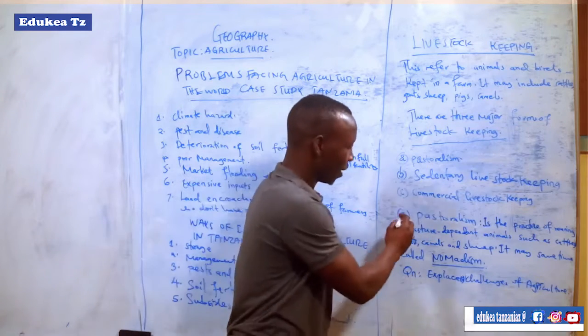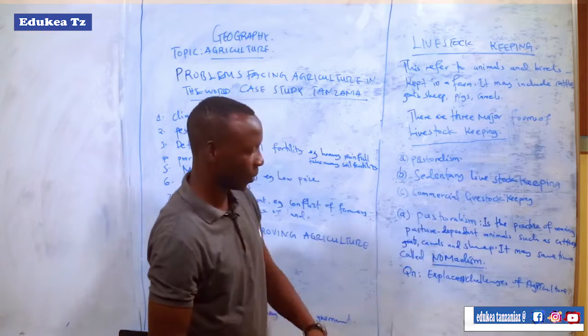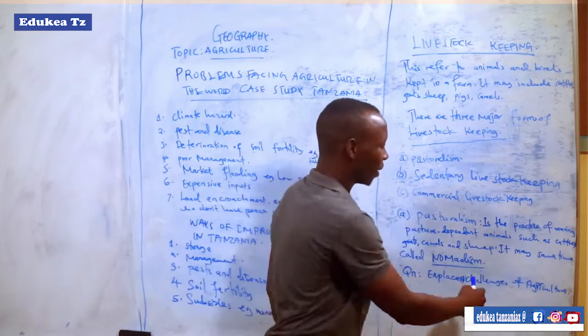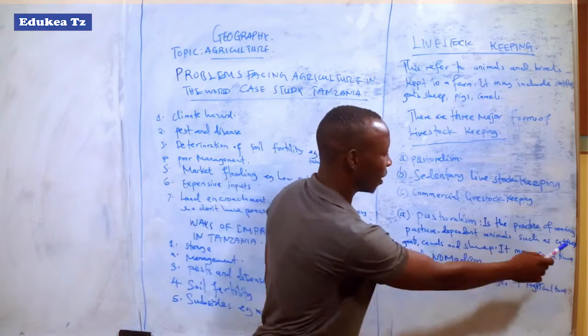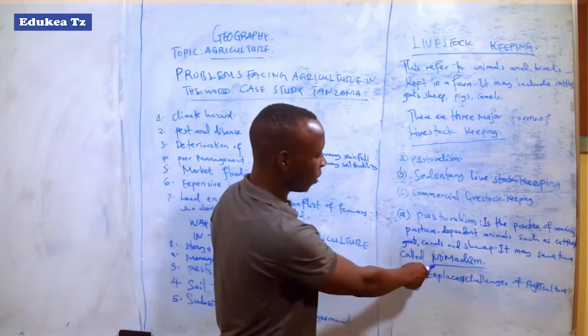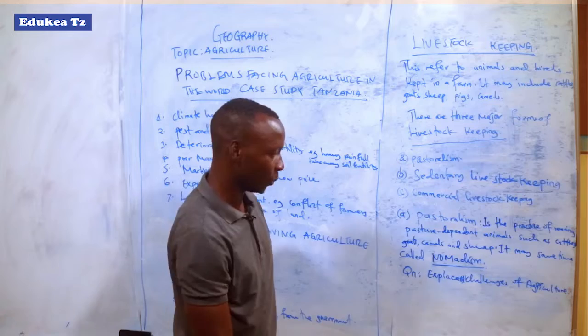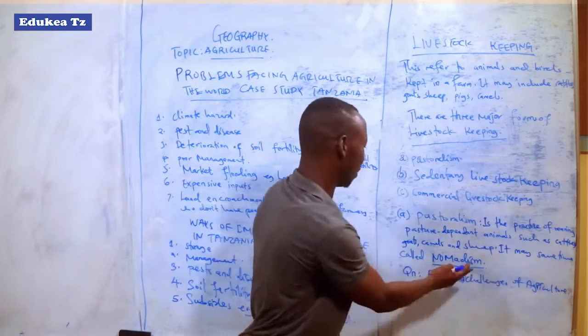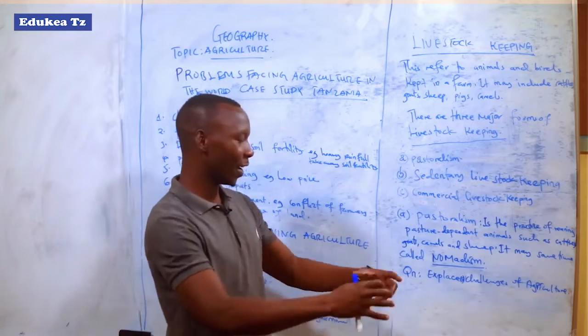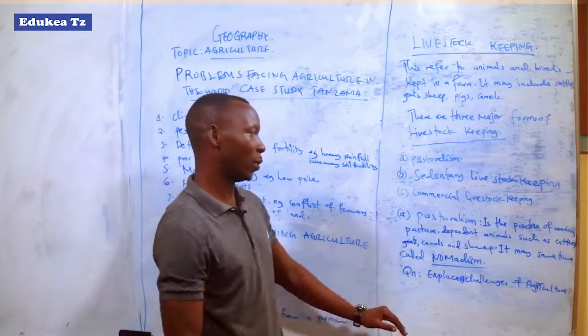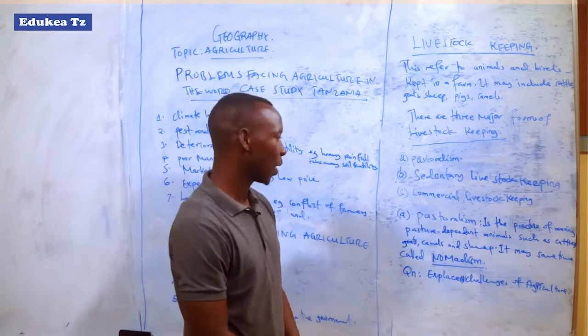So now let us see the first, that is pastoralism. Pastoralism is the practice of rearing pasture-dependent animals such as cattle, goats, camels, and sheep. It is sometimes called nomadism. So the process of rearing animals in a certain place is what we call pastoralism.